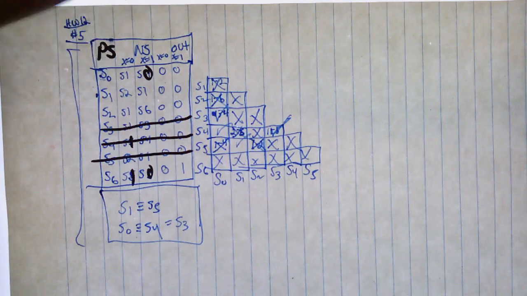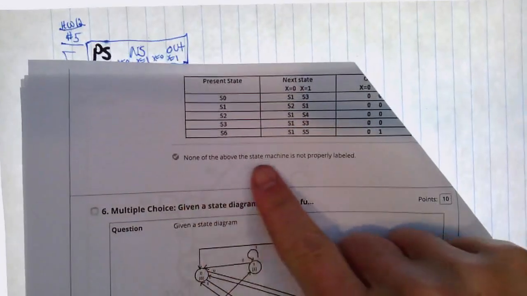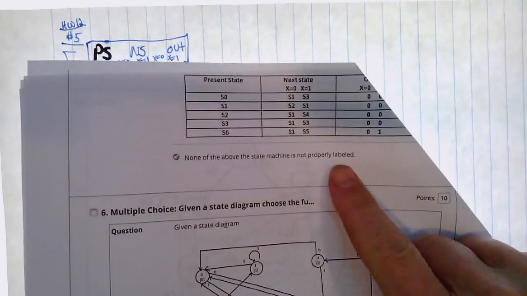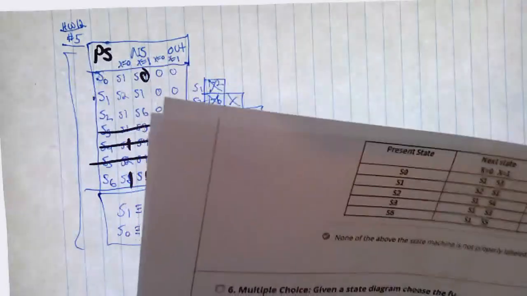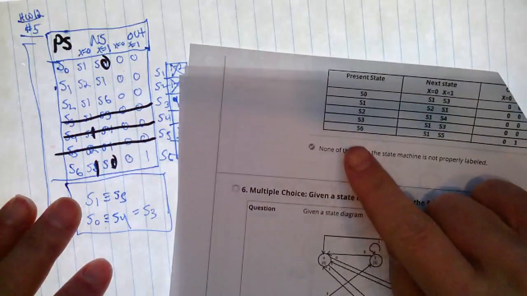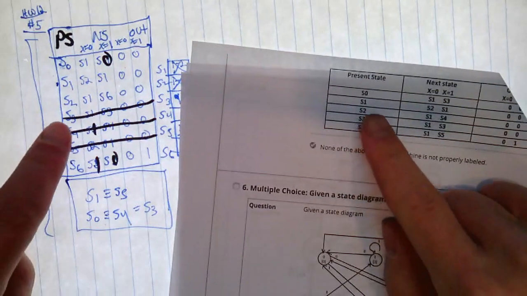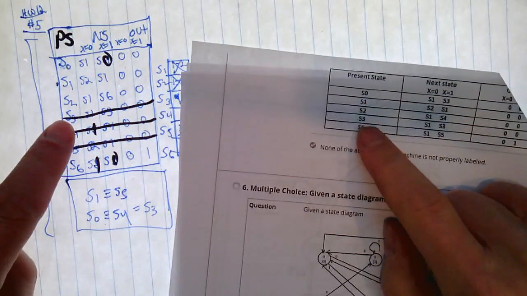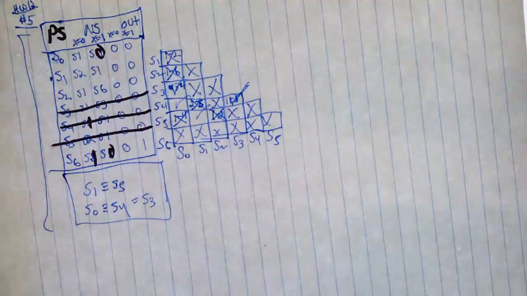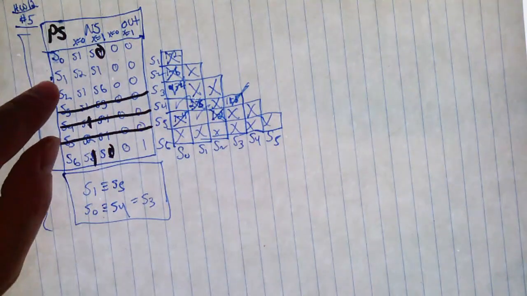Well, yeah. The answer is none of the above. The state machine is not properly labeled. Had I labeled the state machine properly, I think this would be okay. S2. Oh no, S3 is eliminated. There may be a selection in here that is a correct answer if you know how to label the state machine. Let's see. S0, S1, S2.